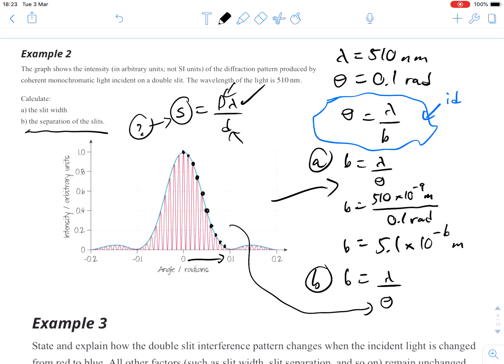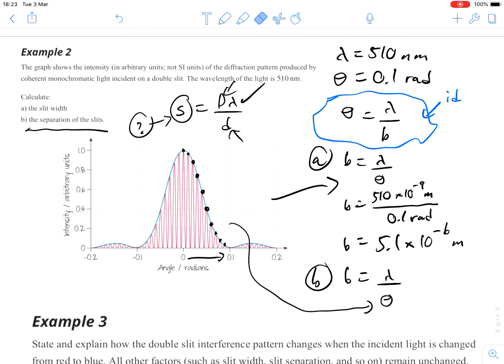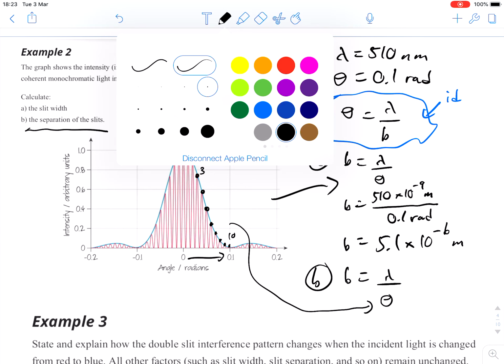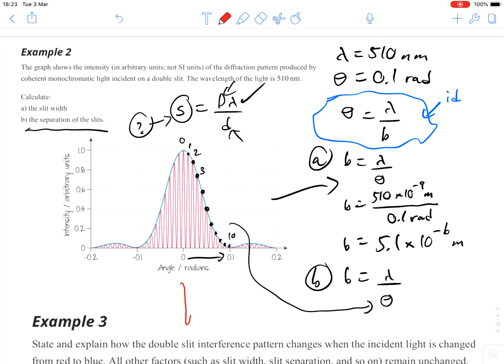So there's 10 peaks, or I guess we can mark this as 0, and that would be our 10th peak right there. So 0, 1, 2, 3, and then that's 10. So there's 10 peaks, which means the angle for each of the peaks is 0.1 divided by 10, right? So that is 0.01 radians.